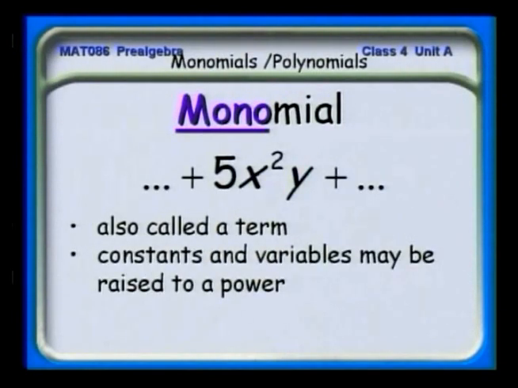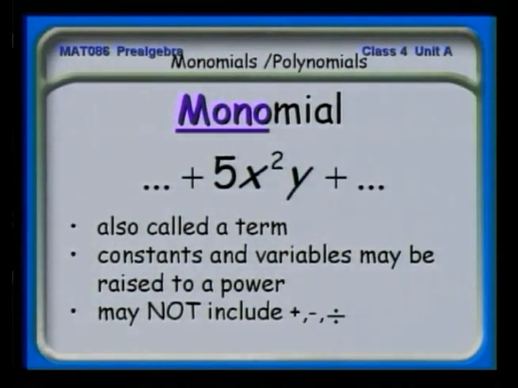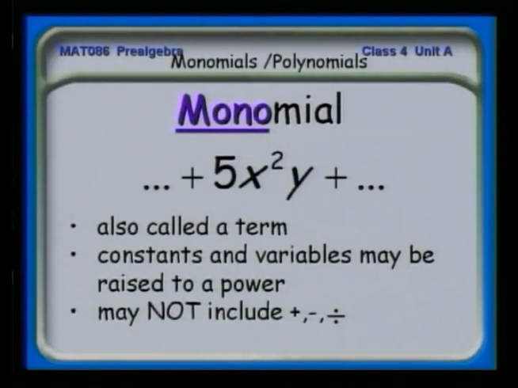Constants and variables within a monomial can be raised to a power. For example, we see that we have x to the second power, and there are some things you will not find in a monomial. One is plus or minus. A monomial has to be things that are multiplied together, and you also won't find division in a monomial. In other words, everything must be multiplied. There can't be any division symbols, or one expression over another expression. It's just something like what we have here, 5x squared y, and that's all.